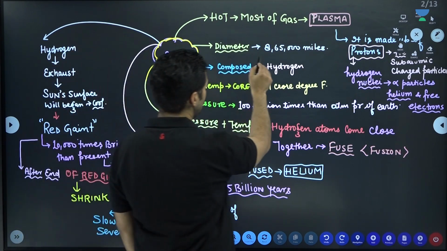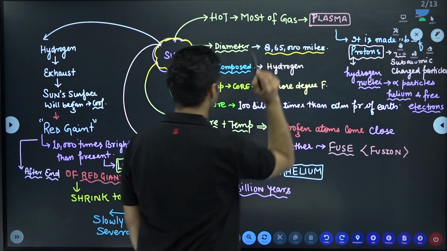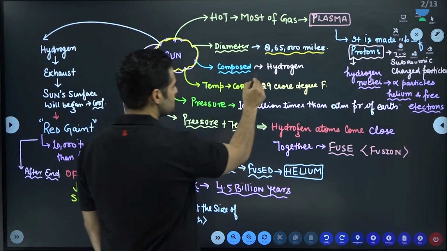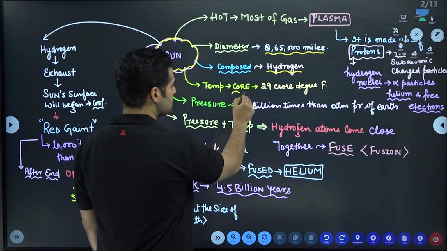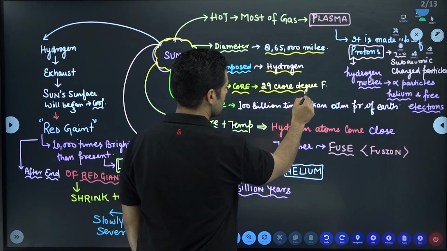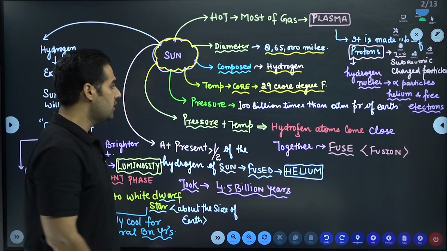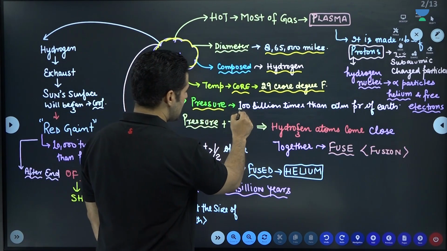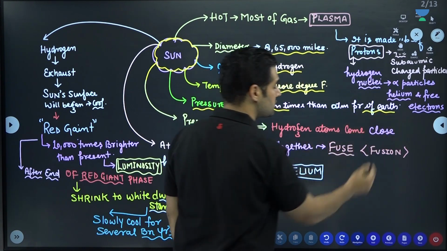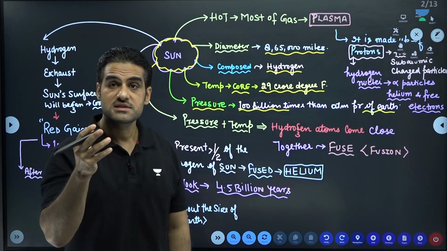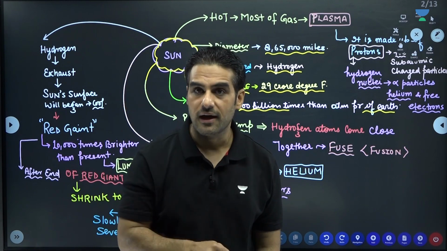The diameter is around 8,65,000 miles. It is composed mainly of hydrogen. The temperature at the core of the sun is around 29 crore degrees Fahrenheit. Pressure is around 100 billion times more than the atmospheric pressure of Earth. So it means temperature and pressure are extremely high.